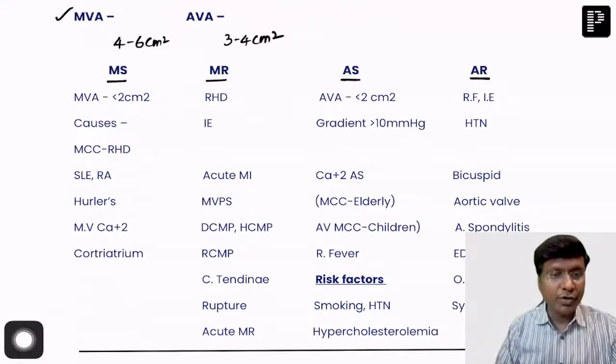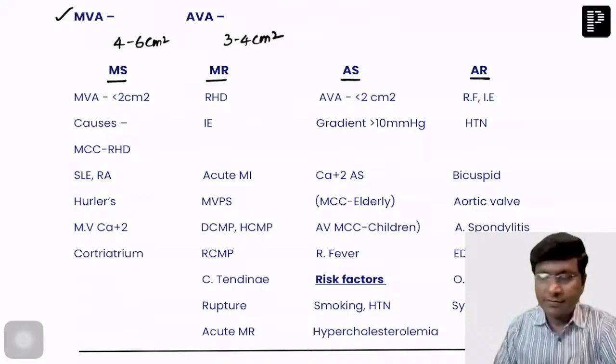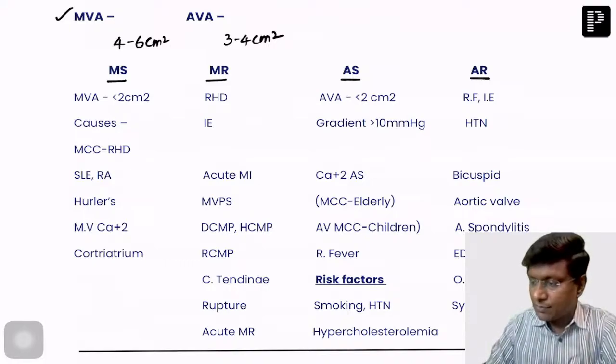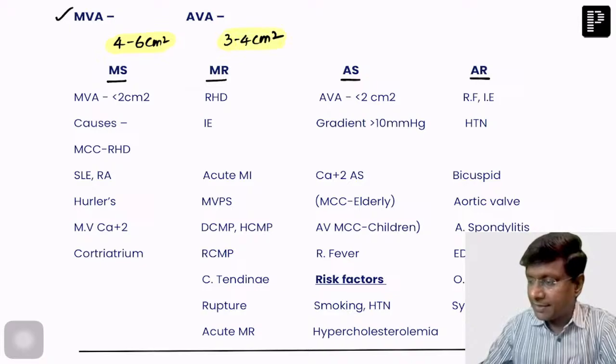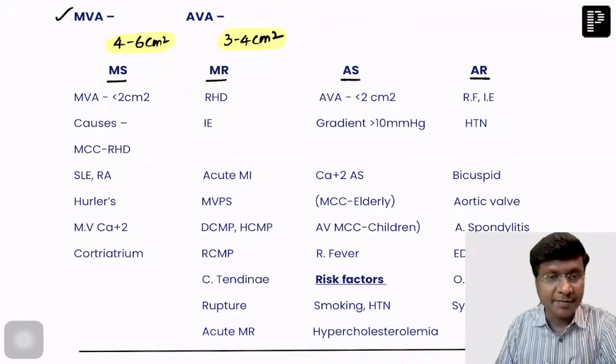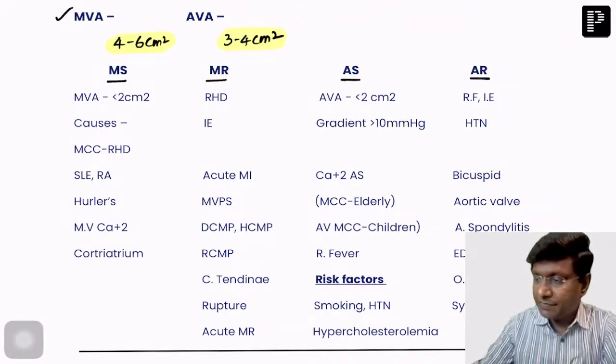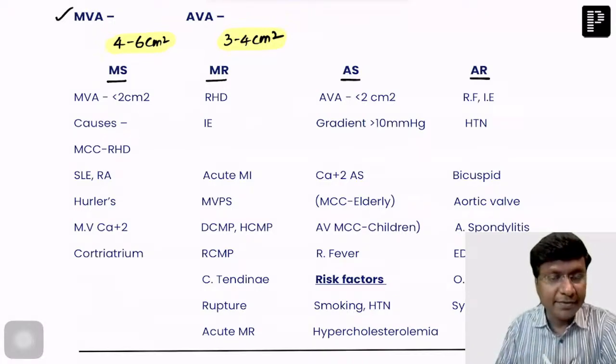Before going on to that, you need to know what is a normal mitral valve area. The normal mitral valve area is around 4 to 6 centimeters square, and the normal aortic valve area is 3 to 4 centimeters square. Now, when we use this terminology, mitral stenosis, what will happen to the valve area? The valve area is reduced to less than 2 centimeters square. That is what is mitral stenosis.